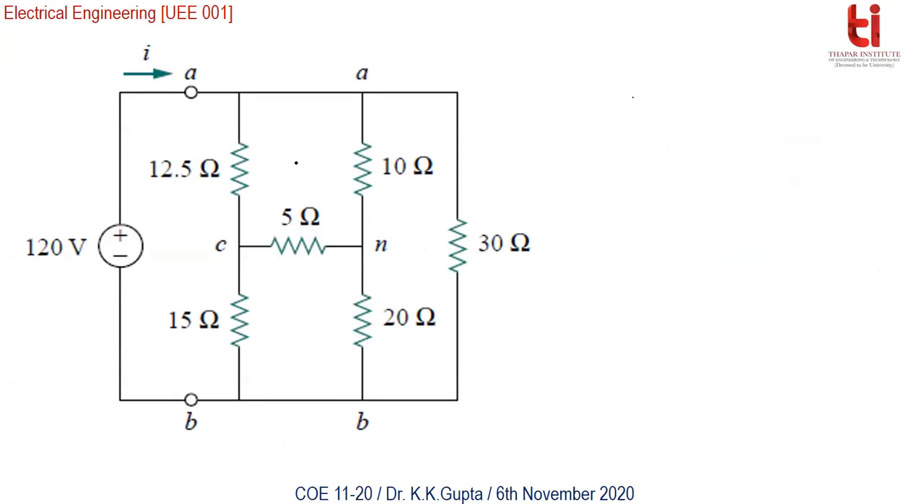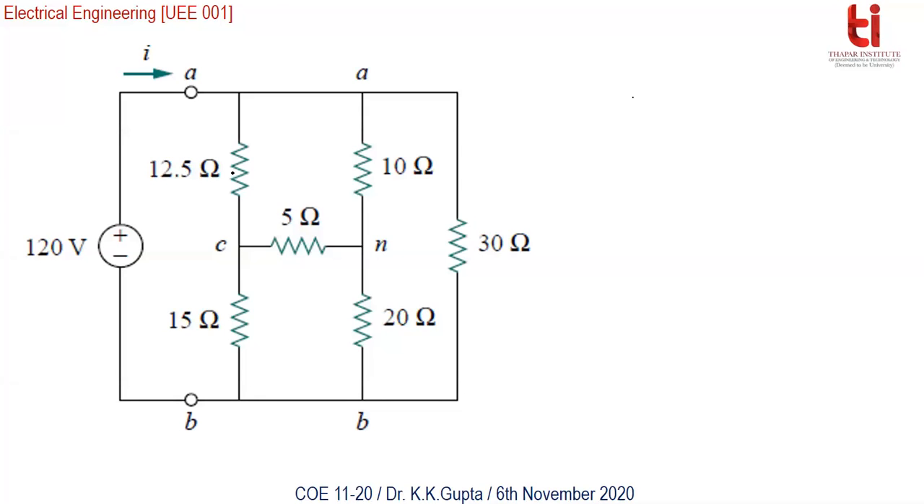This is the network given here, and we can see that there are no direct series or parallel connections here, right? But we see that there are a number of deltas and stars here, and we need to find out what type of conversion we can do so that we can simplify this network.